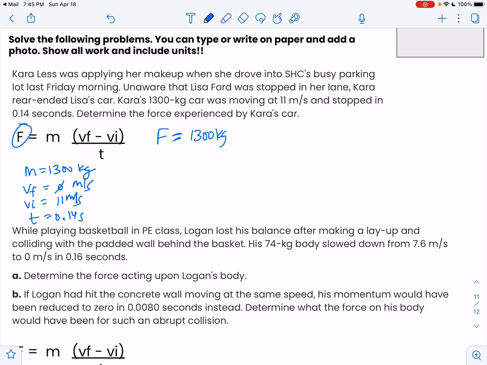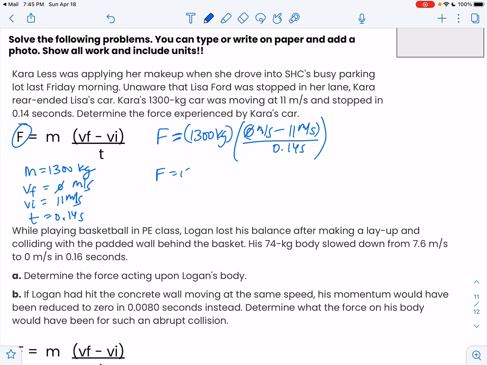Okay. So 1,300 kilograms times 0 meters per second minus 11 meters per second, over 0.14 seconds. And where's my calculator? Let's use my phone. All right. So you can do it in any way that works for you. I'm just going to do 0 minus 11, so that's 11, divided by 0.14.